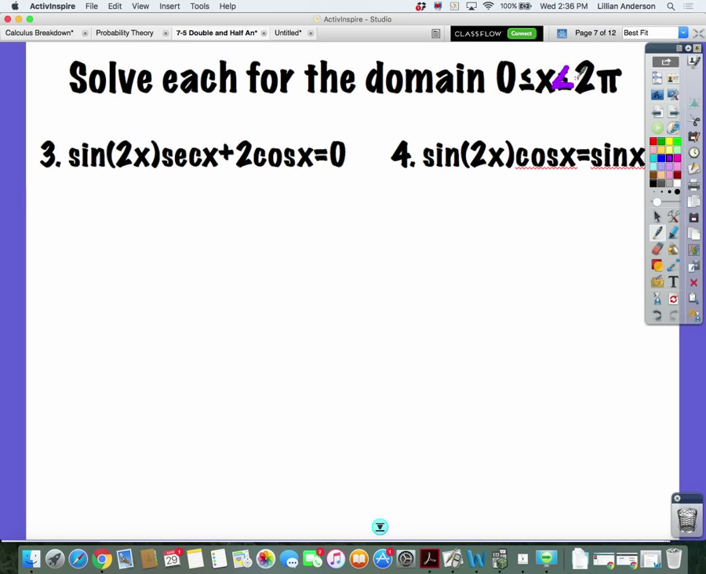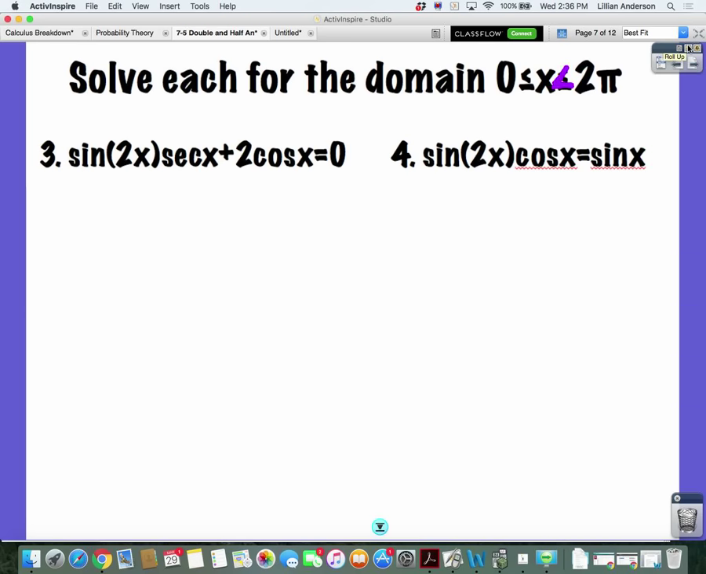What is that, just sine x, or is it something different? It is just sine x. Alright, so this will be the last ones for double angle. So we have sine 2x times secant x, plus 2 cosine x. Now, this doesn't necessarily have to be in parentheses. It could be without the parentheses. So don't let that throw you off.